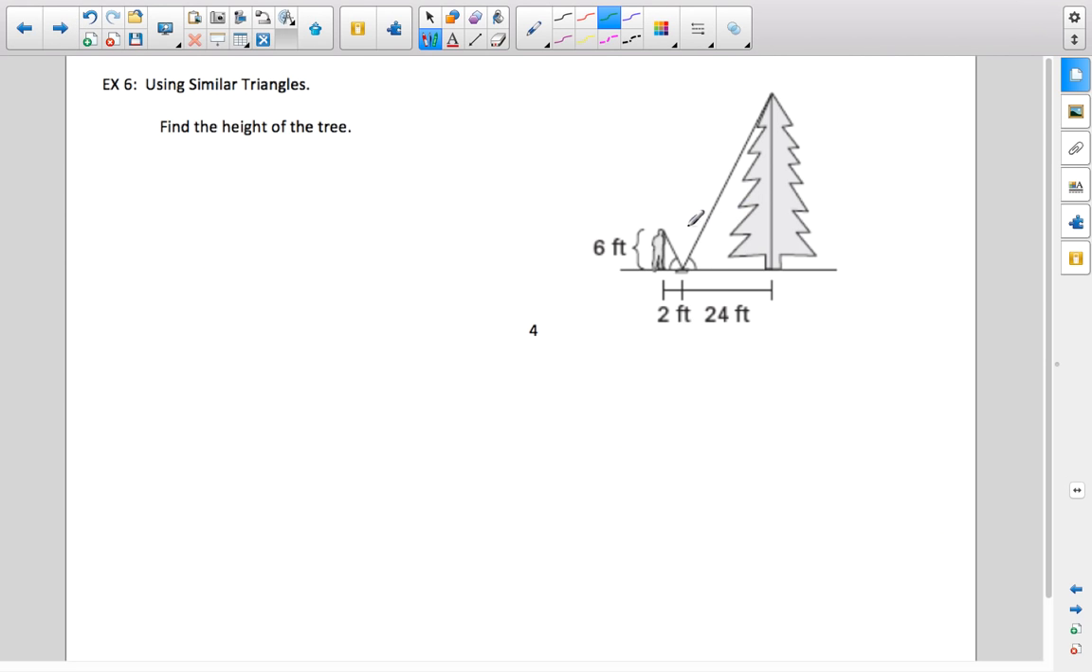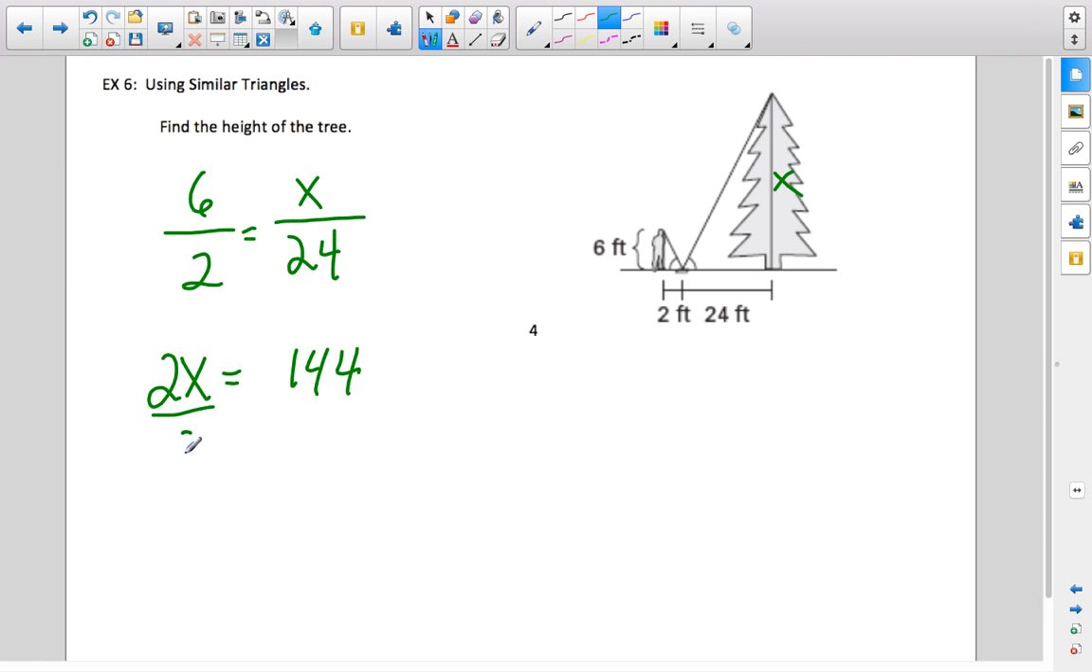Let's find the height of this tree. The man is 6 feet tall, and he's got a shadow of 2 feet. So height over shadow. We're going to find the height of the tree, so that's our variable, X on top, and the shadow is 24. So height over shadow equals height over shadow. Cross multiply, we get 2x equals 144. Divide both sides by 2, and x equals 72 feet tall.